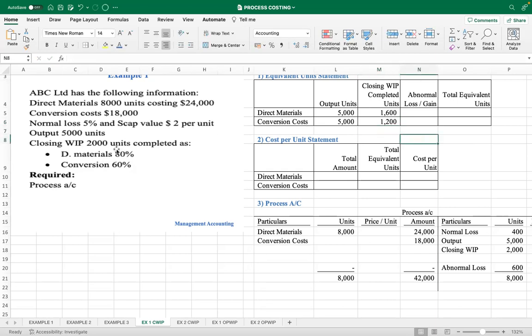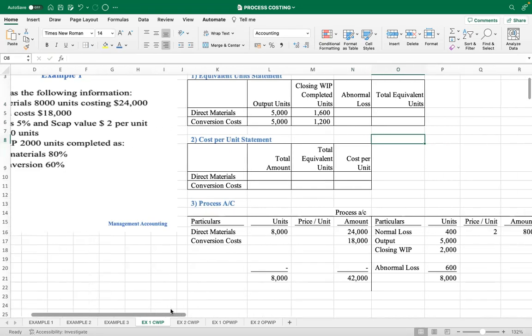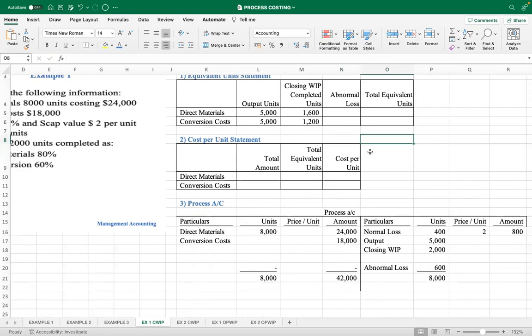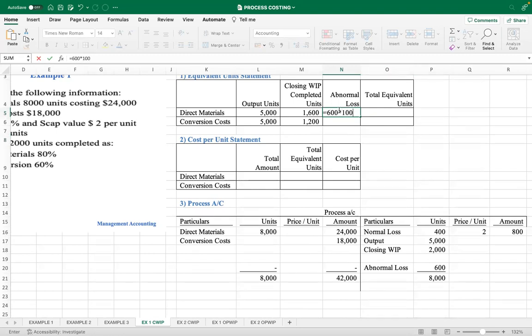Next, you look for abnormal loss or gain. We can conclude this time it's a loss. So I can remove that word gain. So what is our abnormal loss? Our abnormal loss is 600. So you pick your 600. We were not given the percentages. So if not given a percentage, you assume it is 100%.